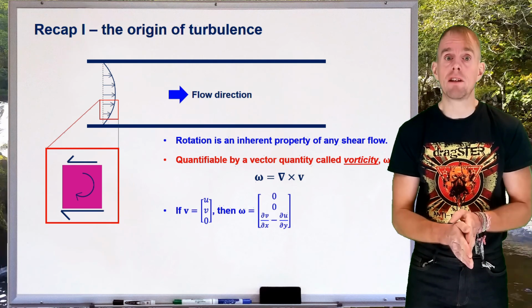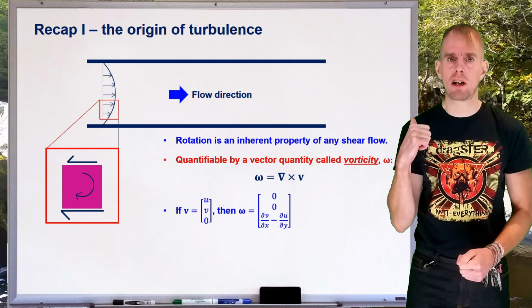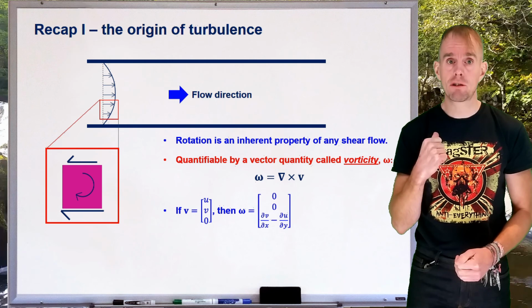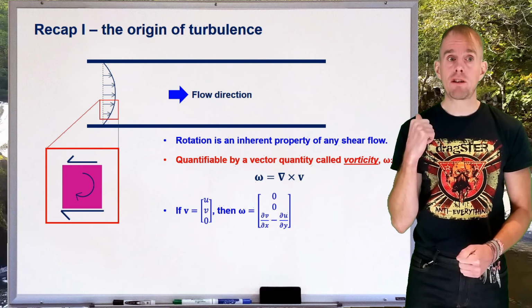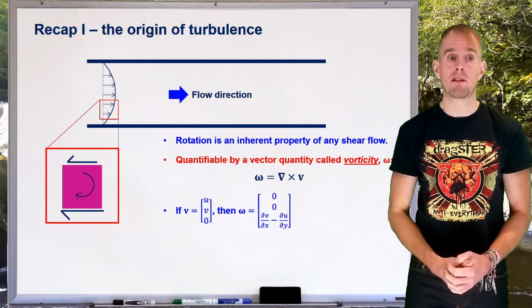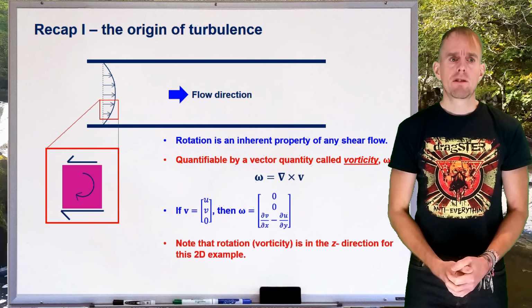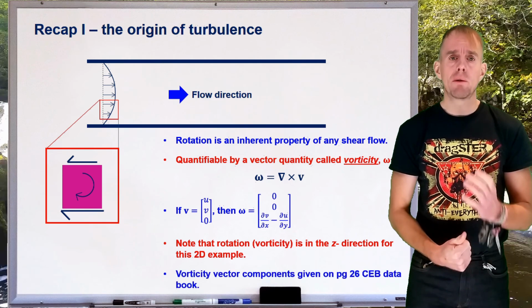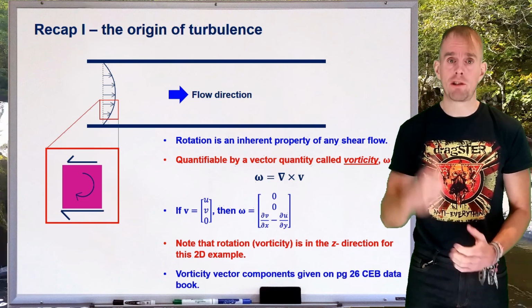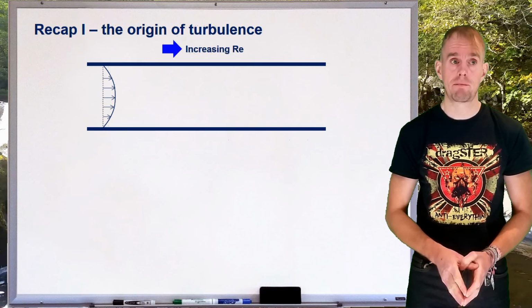Looking at this diagram, if we have our x direction aligned with the flow direction, and our y direction aligned with the height of the slit, or the diameter of the pipe, then the z direction is into the board. So the rotation axis would be into the board, and what you would see is swirling in plan view on that diagram. What you have in your data book are expansions of the vorticity vector on page 26 in all 3 major coordinate systems, which is of great assistance if you need to do vorticity calculations.